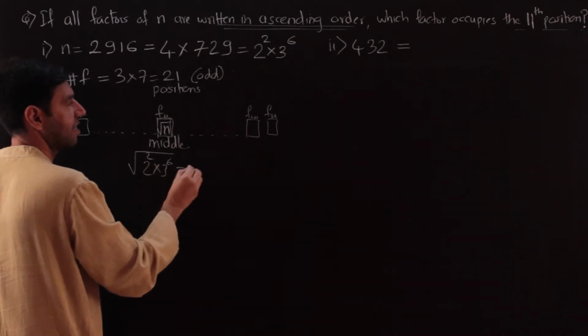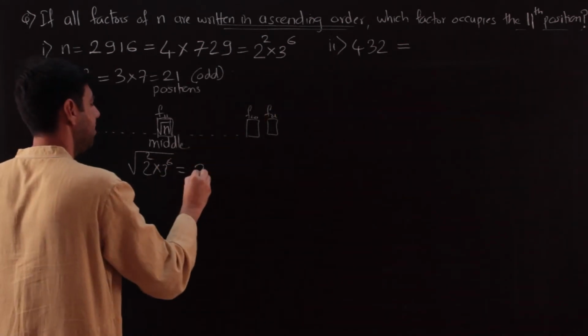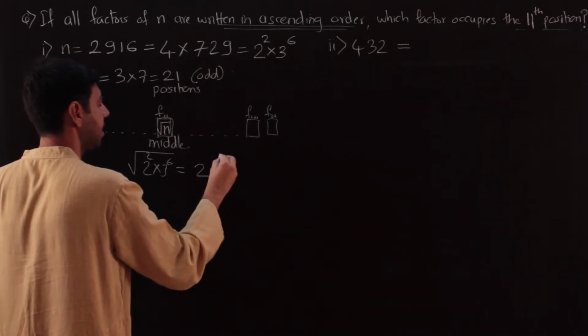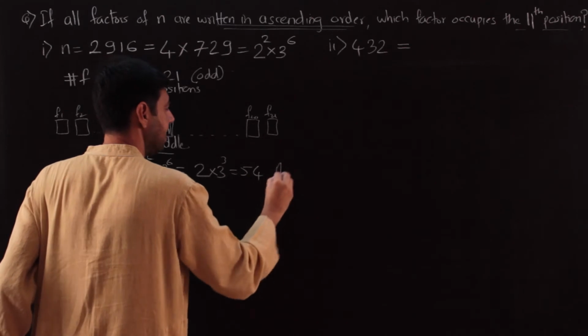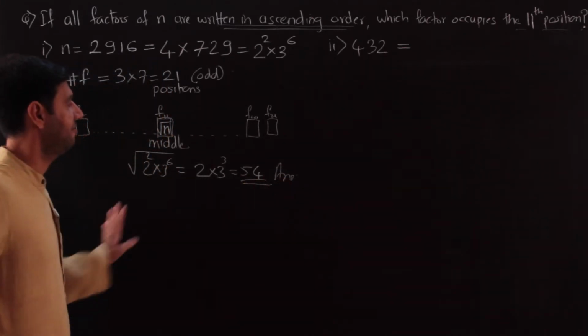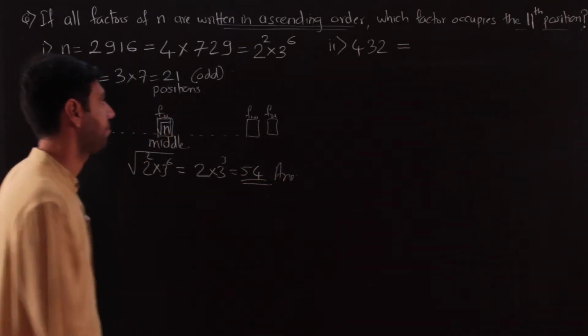The required value that we want is root n, and we have already factorized it. Now use the factorized form only. It is nothing but 2 into 3 cube, that is 27 2s are 54. So this is my answer. The factor that occupies the 11th position is 54.